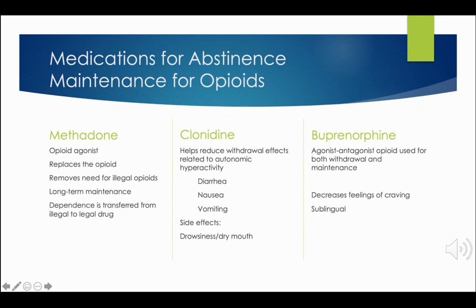Medications for abstinence maintenance for opioids. Methadone is an oral opioid agonist. It replaces the opioid that the patient is dependent on, and it removes the need for the illegal opioid by replacing it with the legal drug. This is a long-term maintenance medication, and it must be administered from an approved treatment center. Clients should also be in some sort of therapy or counseling program or a 12-step program.